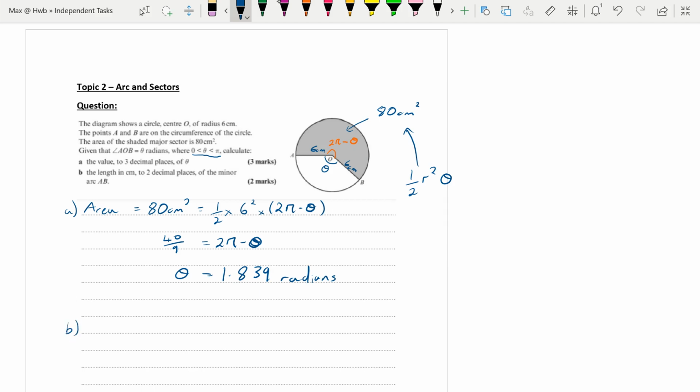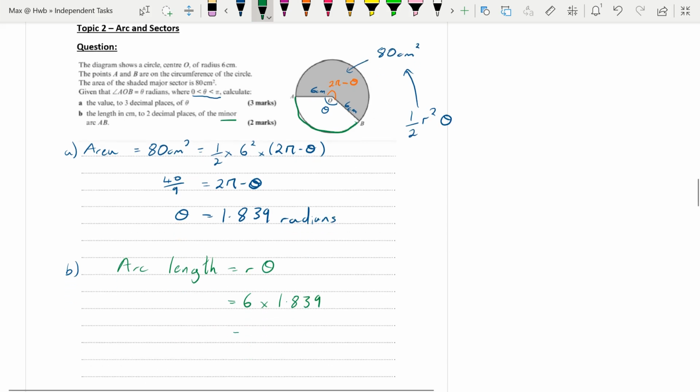So for the next one, I want to calculate in centimeters, correct to 2 decimal places, the minor arc. So I'm looking at this arc here, this green arc here. So we should know the arc length is r theta. The radius is 6, and we just calculated what theta was. Theta is 1.839. I'm simply going to type in my calculator. It's nice and easy to find arc length when we know our formula. So I've got 11.03 centimeters, correct to 2 decimal places. It's a nice easy one, but we do need to be comfortable with working backwards and dealing with a full turn at the same time.